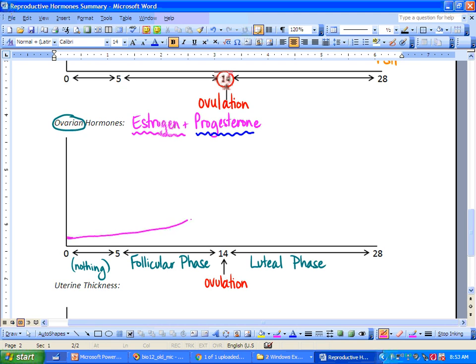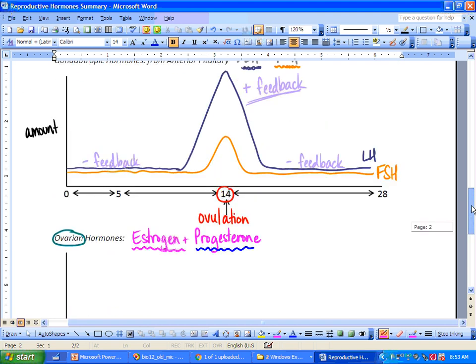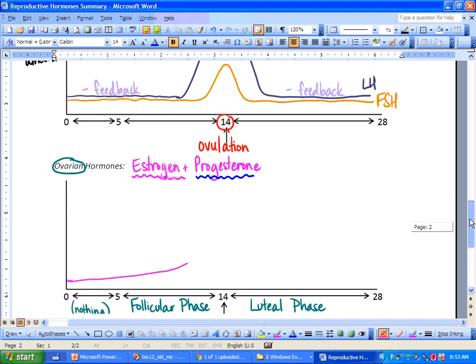And then what we find happens is just like the FSH and the LH had a nice little spike at ovulation, so does estrogen. So estrogen is going to, boom, spike. It does a little positive feedback as well. And then it drops off. And it turns out it doesn't go all the way back down to a low level. We don't sort of draw the same pattern or trend that we did with the LH and the FSH.